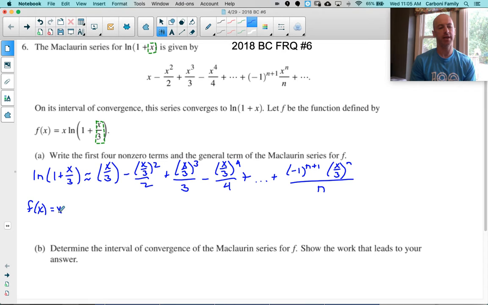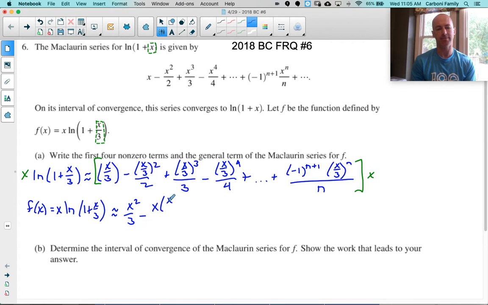So what I'm going to do now, I'm going to write the series for f of x, which is x times the natural log of 1 plus x over 3, which means I will just multiply this whole series right here that I just wrote by an x. So if I multiply that by x, and then if I distribute an x through this side, I will have the series for x ln 1 plus x over 3. So that will be x times x over 3 is x squared over 3. And for the rest of them, I think I'm going to keep it simple for now.